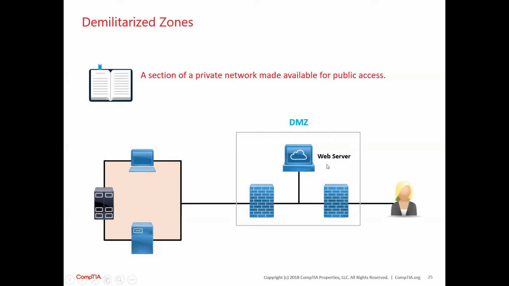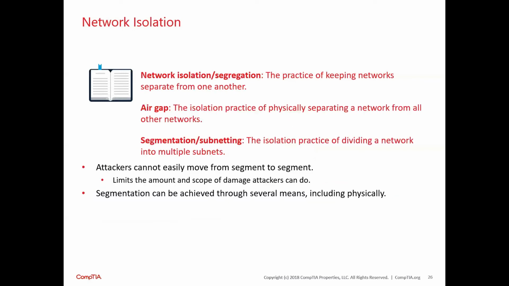So the DMZ is on the right side. That is actually set to allow public access, while on the left side, you can see the private network that should store or place non-publicly available servers. And then you can also do network isolation by doing segregation, like using VLAN, the practice of keeping networks separate from one another.